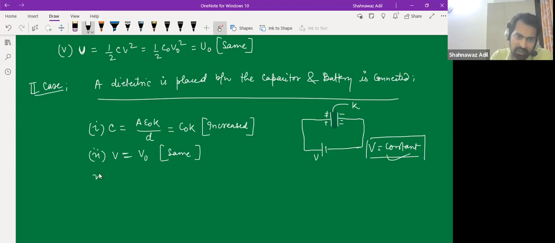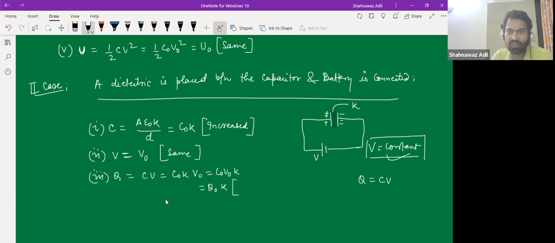Now let us calculate the charge. So charge is what? Q is CV. So this is C into V. C is C naught K and V is V naught. So C into V naught into K, which is Q naught into K. So this is increased or decreased?